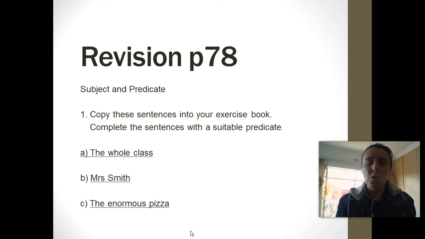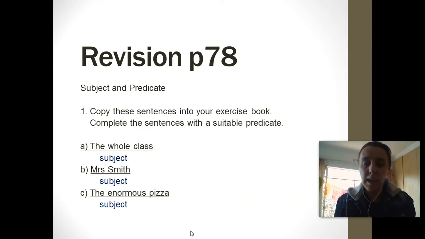Good. So I would like to ask you now to please underline or put a bracket underneath the subject of each of those sentences, and to please label it as the subject so that later on when you're going back through your work, you'll remember what you've done. So the whole class, Mrs. Smith, the enormous pizza, those are the subjects of the sentence who are going to do an action. Good. Then you're going to complete the sentence.